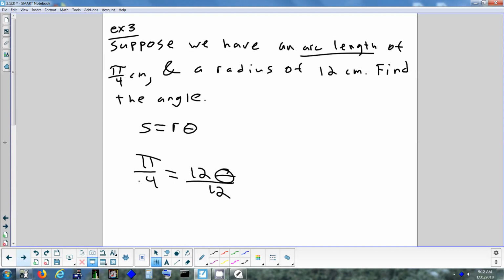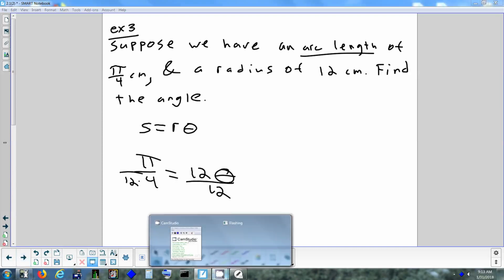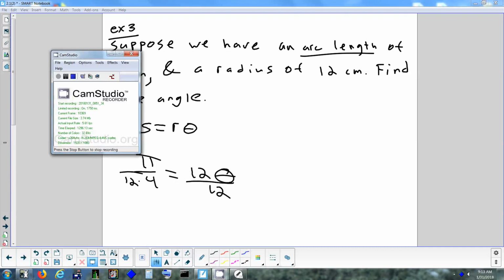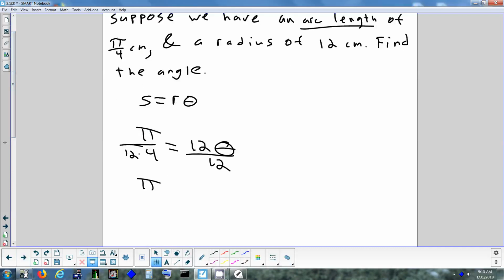Dividing by 12 is the same as just putting a times 12 in the bottom of a fraction. If it's in the bottom, it's dividing. So I'm left with pi over 48. Okay, so as I said, we're left with pi over 48, and that's my angle.